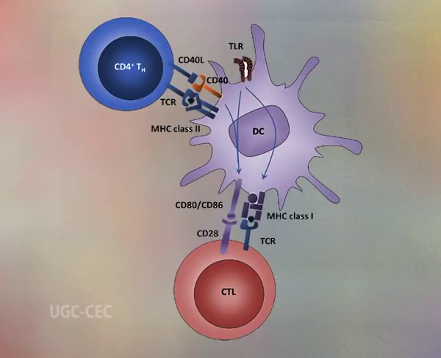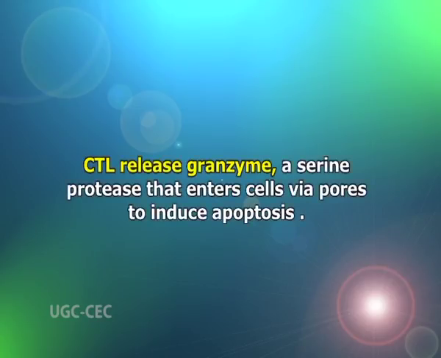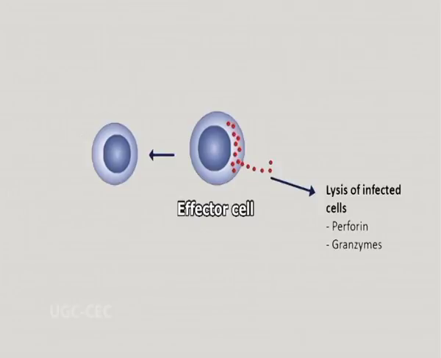When exposed to these infected or dysfunctional somatic cells, effector CTL release perforin and granulysin, that are cytotoxins that form pores in the target cell's plasma membrane, allowing ions and water to flow into the infected cell and causing it to burst or lyse. CTL release granzyme, a serine protease that enters cells via pores to induce apoptosis. Upon resolution of the infection, most of the effector cells will die and be cleared away by phagocytes, but a few of these cells will be retained as memory cells.